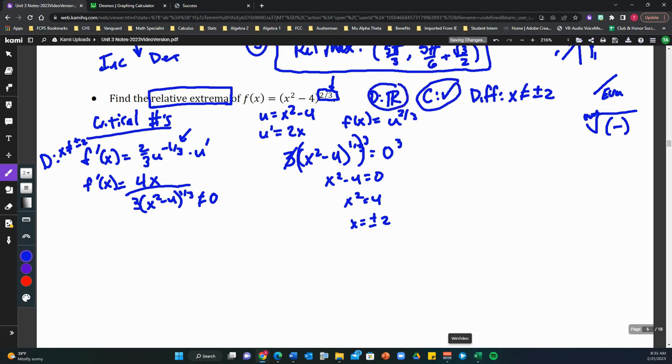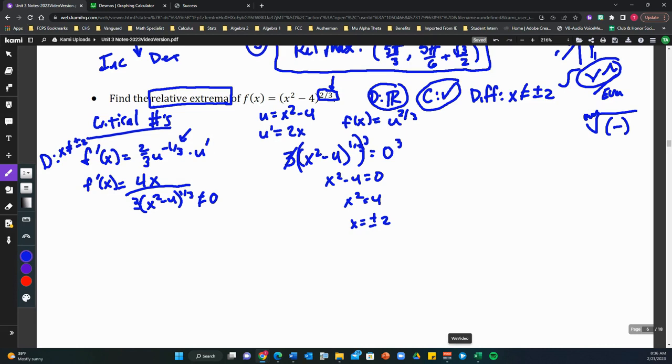So remember, what this does mean, though, is because it's not differentiable, that means that the graph could potentially have either vertical tangents at x equals positive or negative 2, or sharp turns of one of the two varieties. So it is still possible to have relative extrema, because it could end up being one of these guys. Now, so that takes care of one kind of critical number.